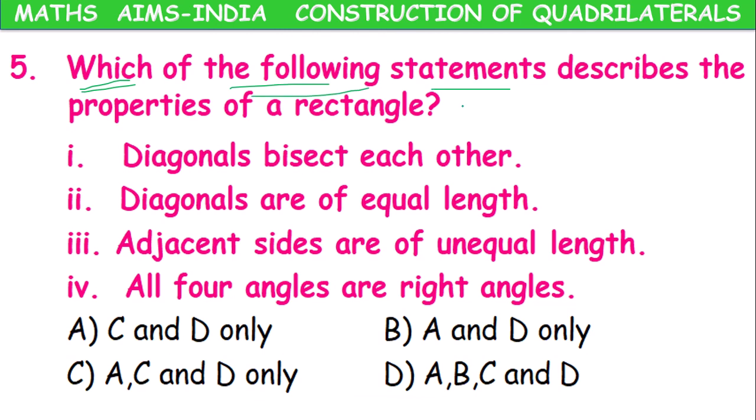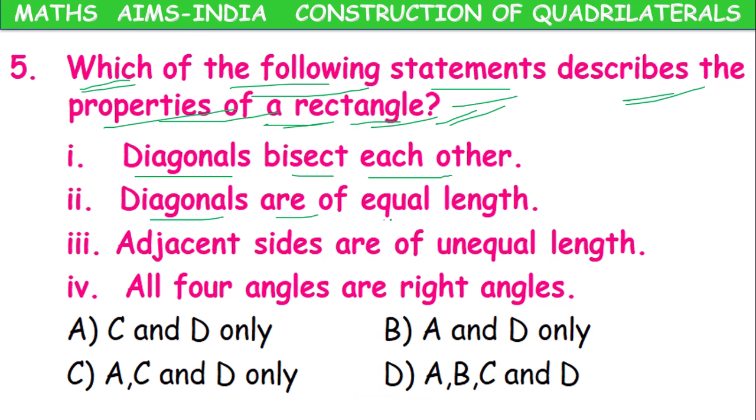Next, which of the following statements describes the properties of a rectangle? Diagonals bisect each other. Diagonals are of equal length. Adjacent sides are of unequal length. All four angles are right angles. So they are asking the properties of a rectangle.